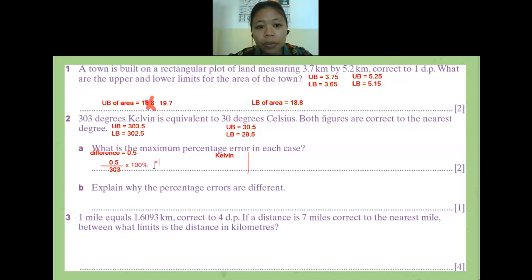Is it 0.165%? Is it 1 point something? I don't think it's 1 point something. It's 0.165%. Anyone get difficulties? Is there anyone?